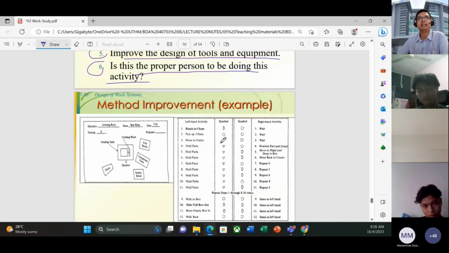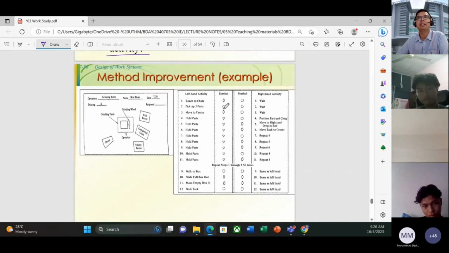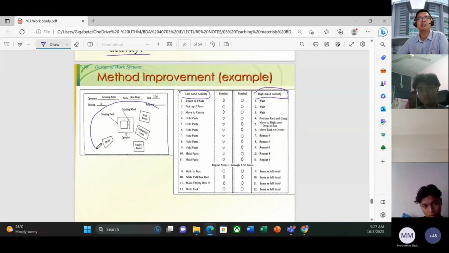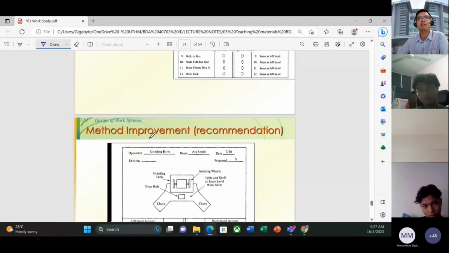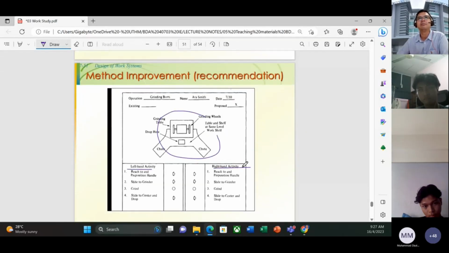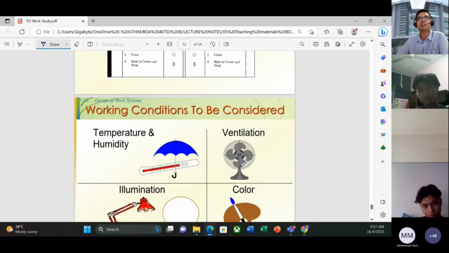And then this is a method improvement example from here to here. The symbol for left hand, as I mentioned earlier, the right hand will be here. From not arranged properly, we arrange properly. So we have the left and right hand. For example, these are the combinations.